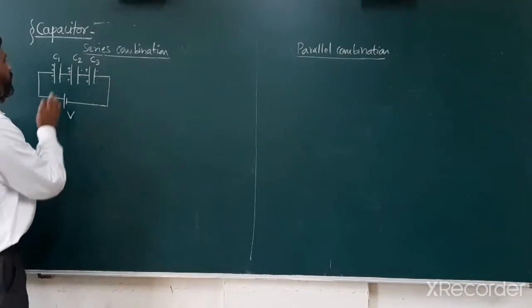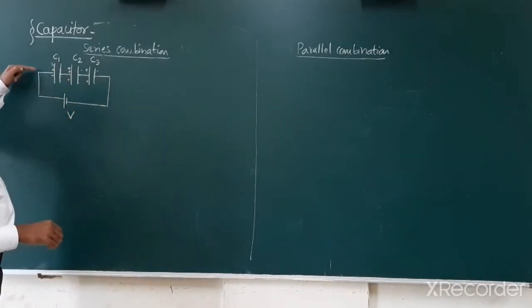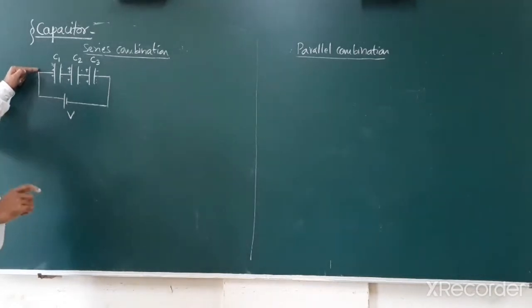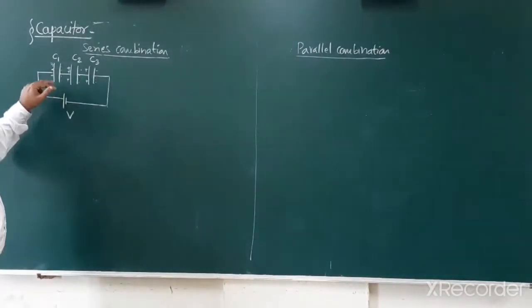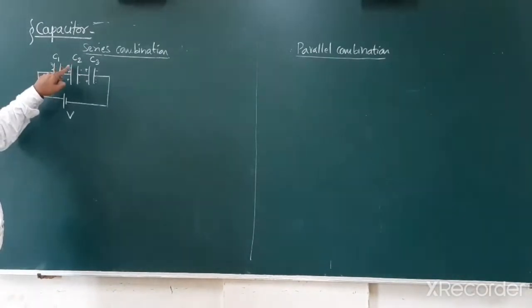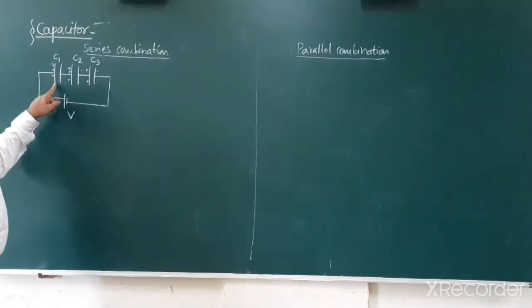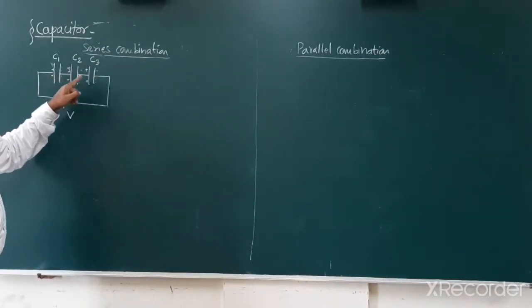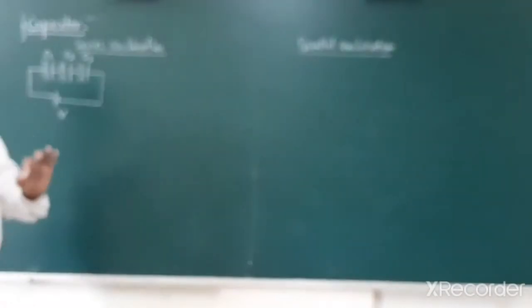Now when Q amount of charge is flowing, the charge flows in the same way and without being distributed. Suppose 3 coulomb of charge is flowing, then from capacitor C1, from C2 and from C3, 3 coulomb charge is flowing. It is not distributed as 1 coulomb, 1 coulomb and 1 coulomb. So in a series combination, charge is not distributed. This is very important.